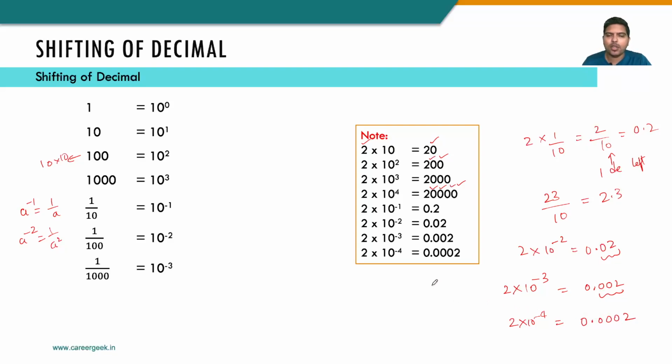So this is how the values or the decimals will shift, based on whether you are dividing by 10, dividing by 10 powers, multiplying by tens, or multiplying by 10 power negative integers. We'll see these in greater detail in the next slides.